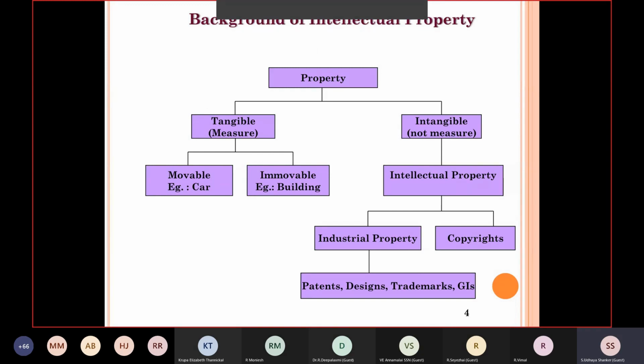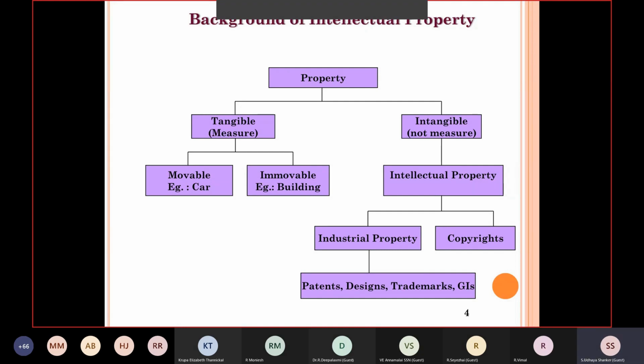So this is the basic idea of intellectual property rights. Property, we know what is property. Whenever somebody says property, that means we have some rights on that property. And wherever you mention property, some monetary value is involved. Clear? So we divide property into two categories, tangible and intangible.